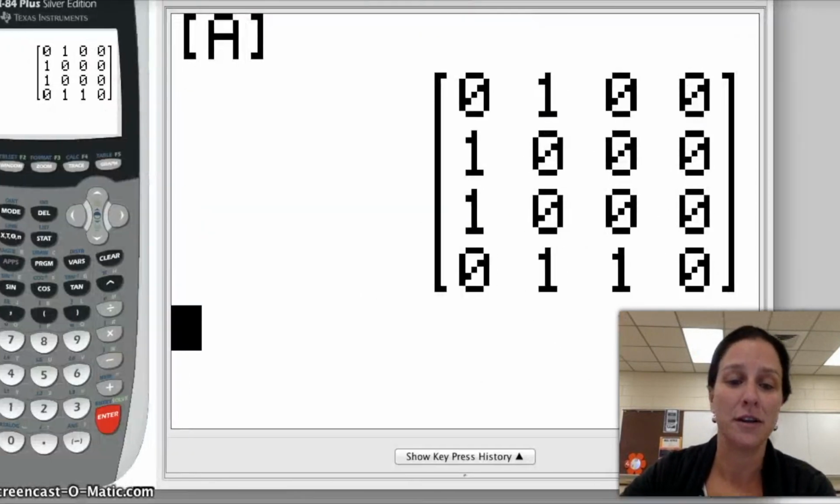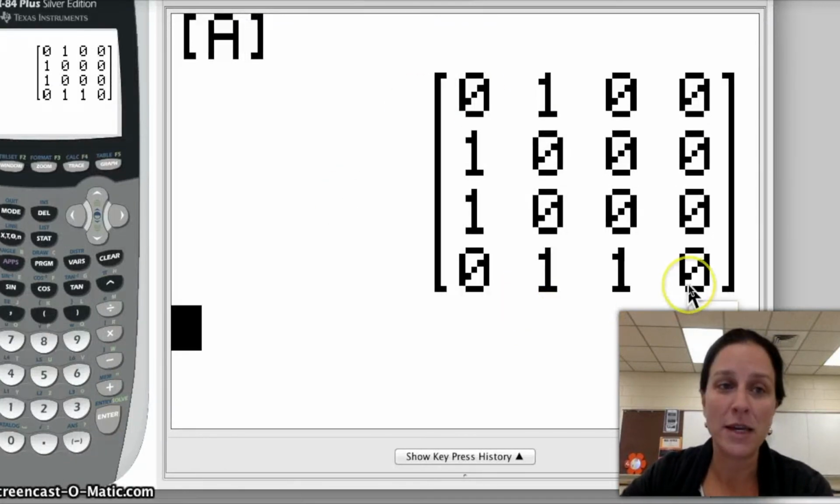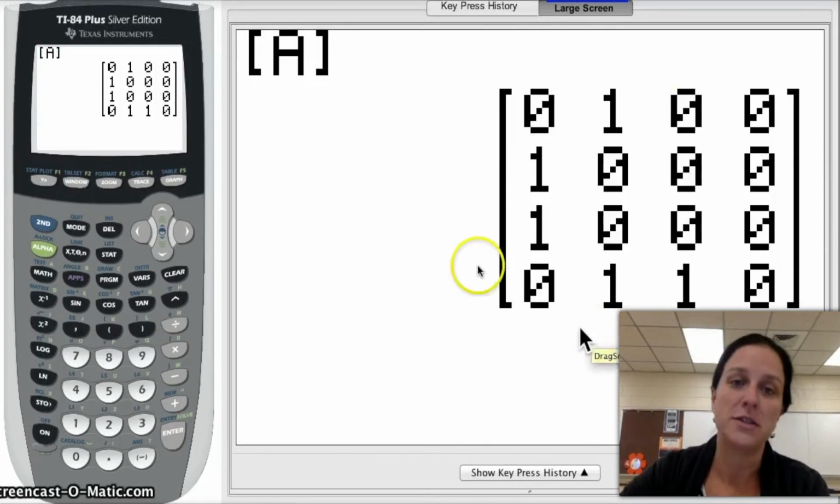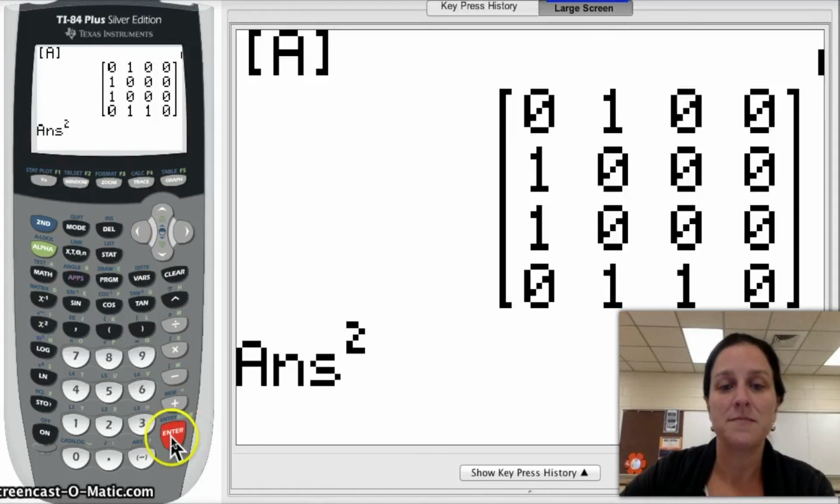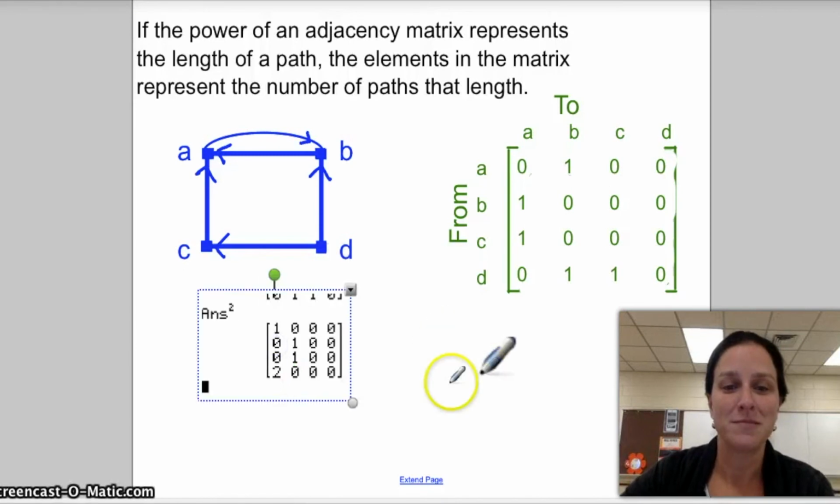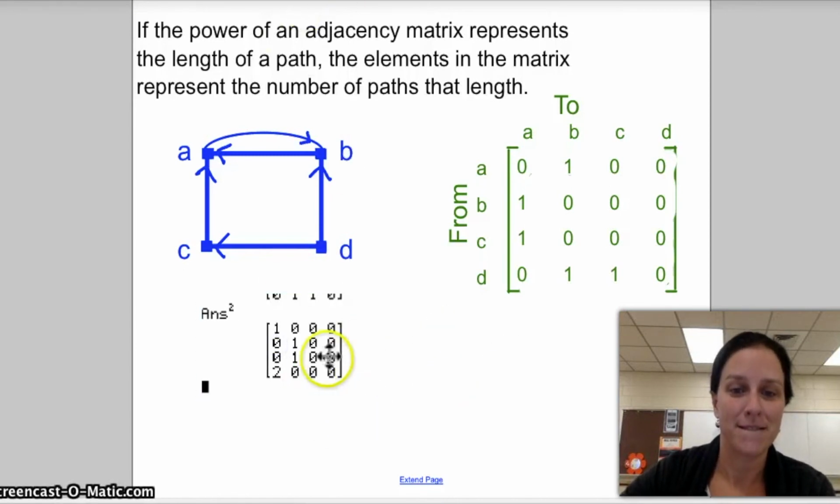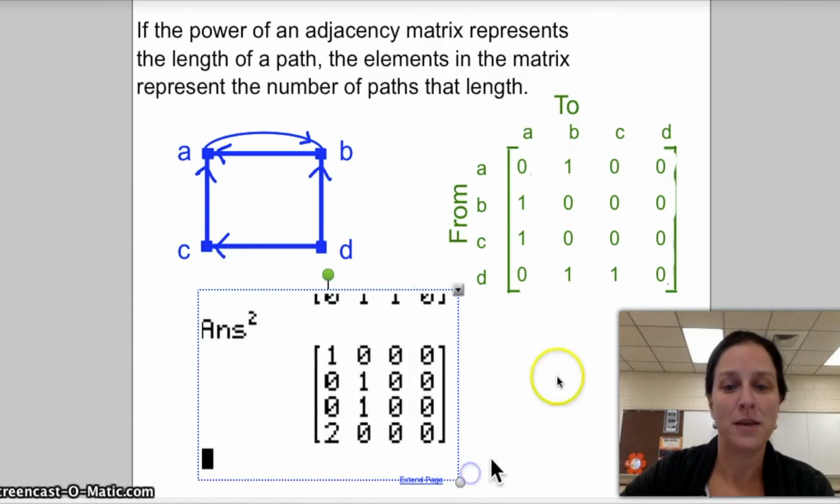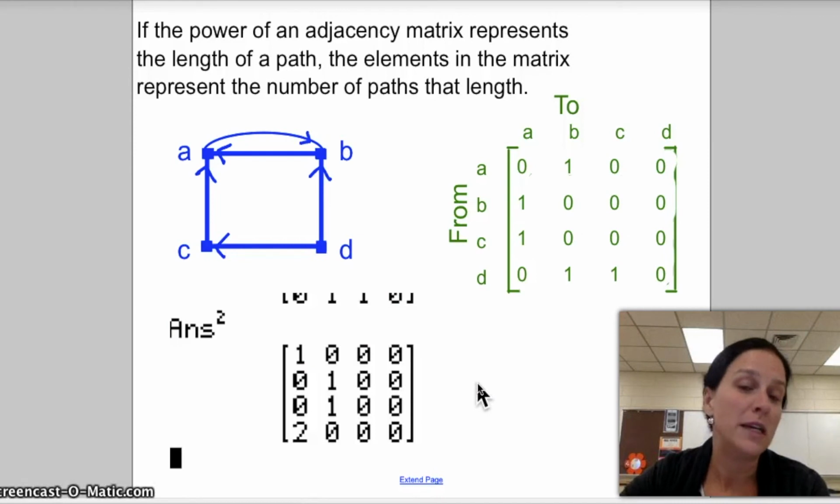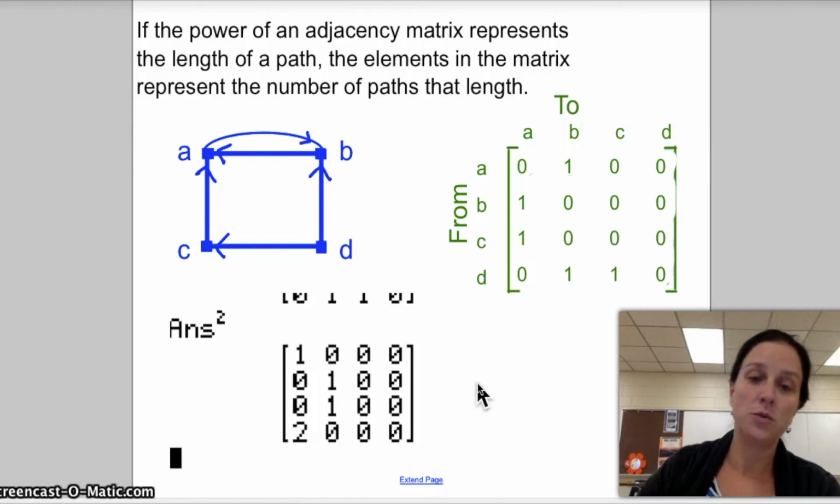Now I'm going to use my calculator, and I've already put this same matrix into the calculator. You can see I've got it labeled as matrix A. So if I square this matrix, let me bring this one over here. This matrix now tells us how many paths there are of length 2 between any two vertices. And length 2 because of the power 2 here.